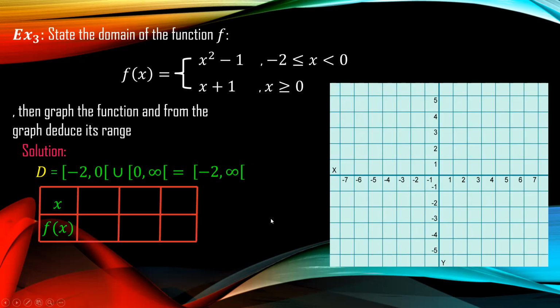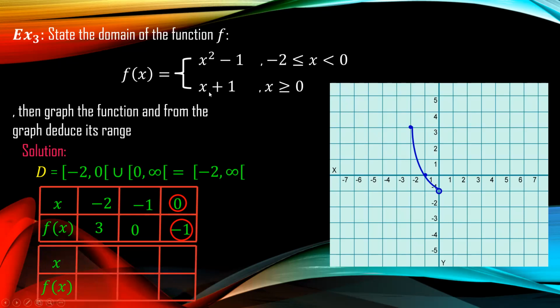To graph this function, construct a table like this, x and f of x. For the first rule, we substitute x by -2, -1, and 0 open. When we substitute x by -2, -2 power 2 is 4, minus 1 is 3. For -1, -1 power 2 is 1, minus 1 is 0. For 0, 0 power 2 minus 1 is -1. We determine the position of these points, (-2, 3), (-1, 0), (0, -1), put a hole at the last one, and join between the points.